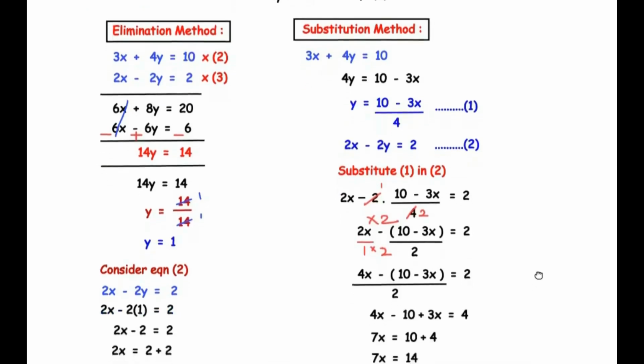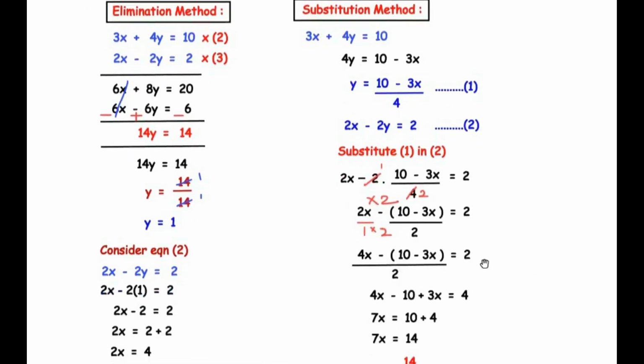Now in the next step, we have taken this denominator 2 on the other side of the equal to sign, so that it multiplies with 2, giving us 4. Now at the same time we are going to expand the bracket, that is minus times 10 gives us minus 10, and minus times minus 3x gives us positive 3x, so 4x minus 10 plus 3x is equal to 4.